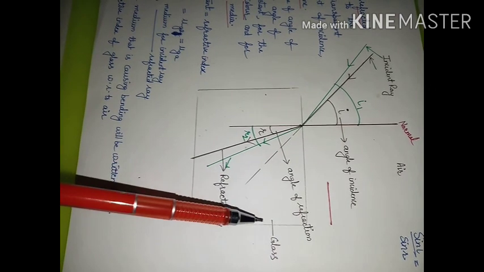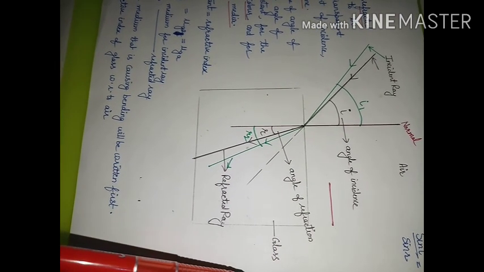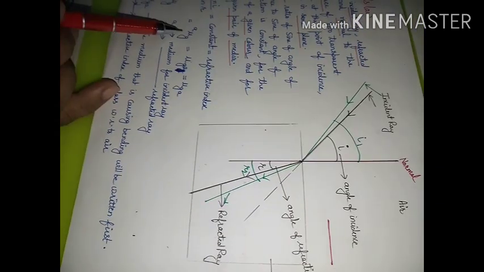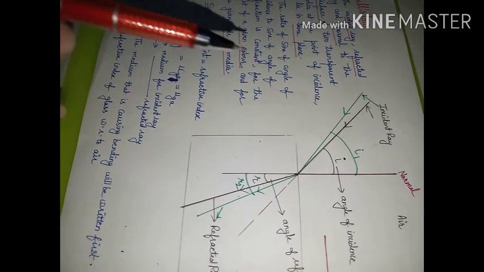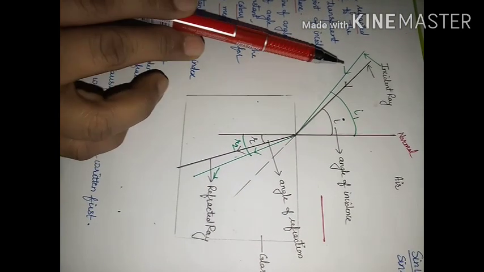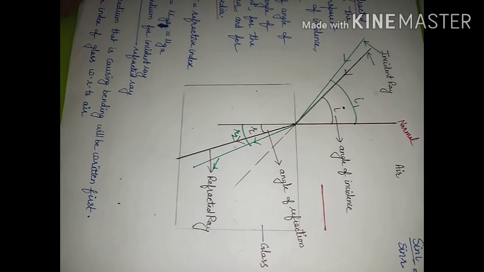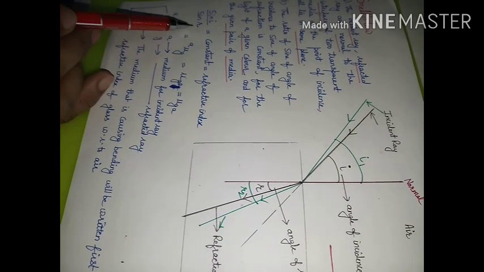And glass also you will not replace by any other medium, oil or something else. So for a given pair of media, this value will come out to be constant. And also you should not change the color of the light. If you change the color of the light, then this ratio for one light will be different, and for other colored light this ratio will come out to be different.